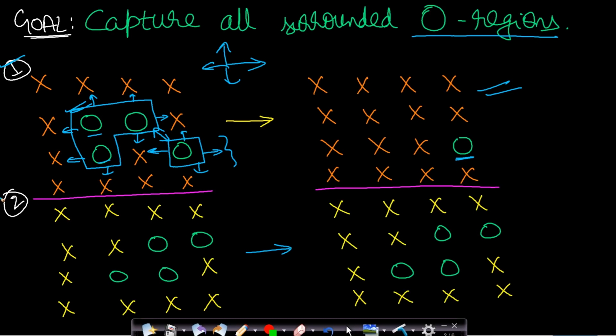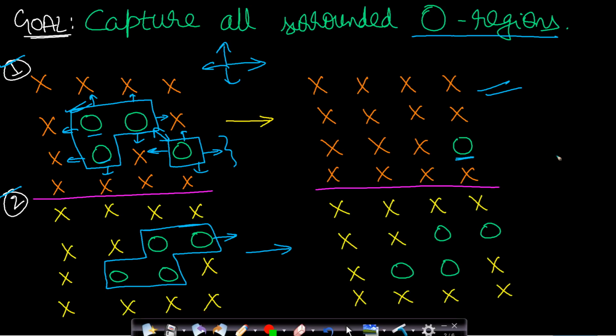Now in the second example you can see that there is no region, because these zeros are not covered by x on all sides, because this is one side where it is not covered by x. So when we mark all the regions, since there is no region, none of the zeros will get converted to x. So I hope you understood the problem statement.